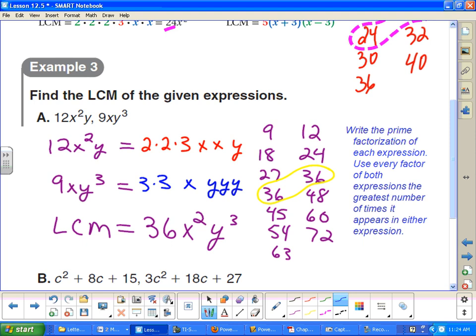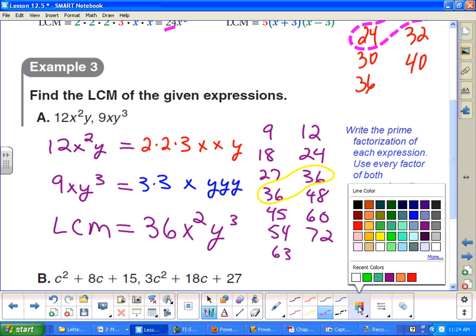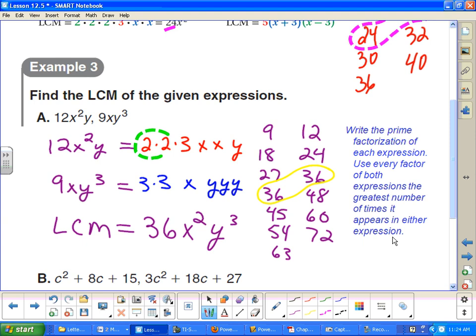So I choose the largest of each factor. So we have 2 2's. Okay. I have a 3 here, but I have 2 3's there, so I'm going to need them. And 4 times 9 is 36. I have 2 x's here and 1 x here, so I'm going to choose these 2 x's. I have a y here and 3 y's there, so I'm going to choose those 3 y's. So 4 times 9 is 36, x squared, y cubed.